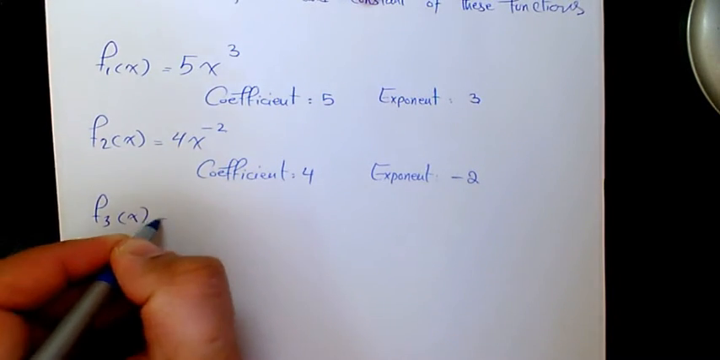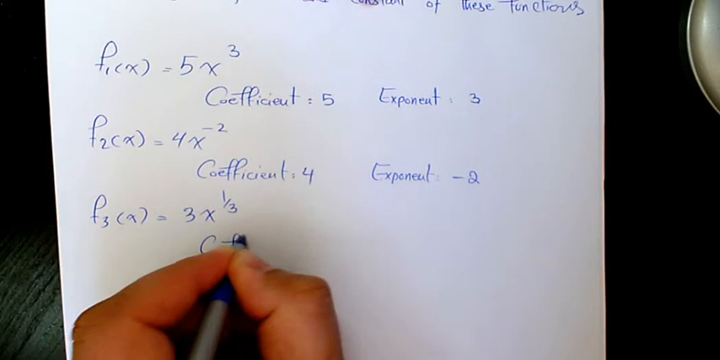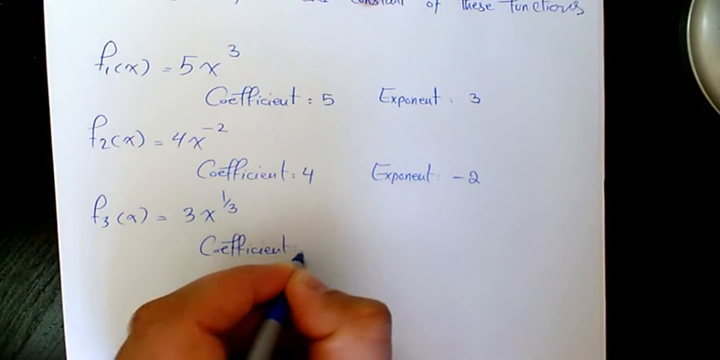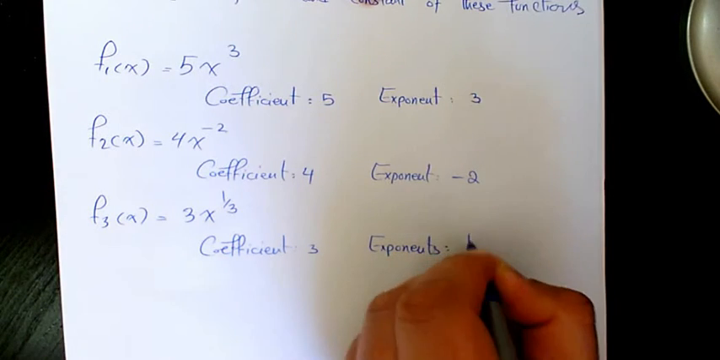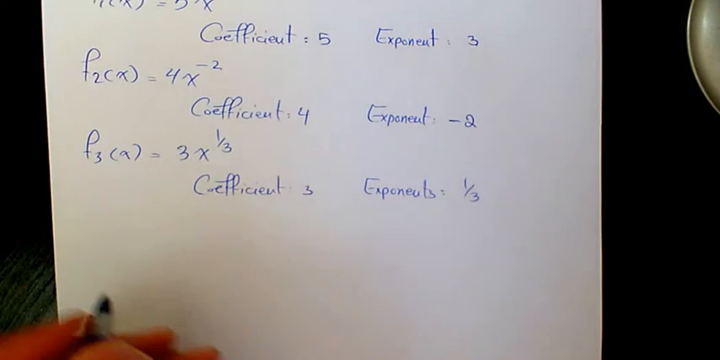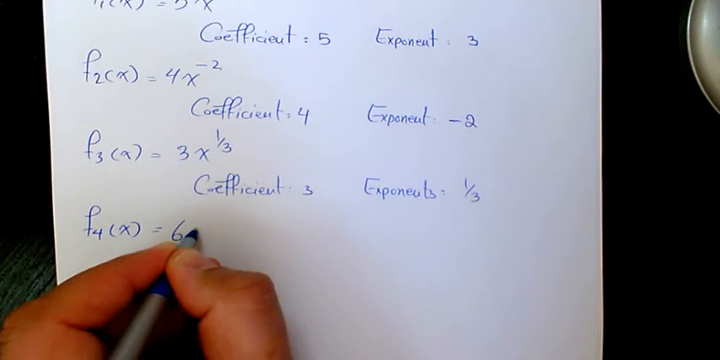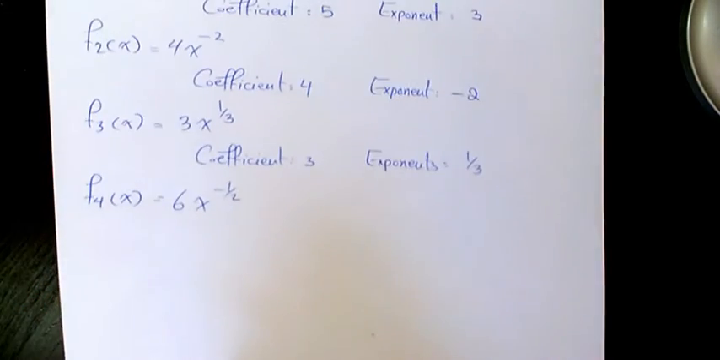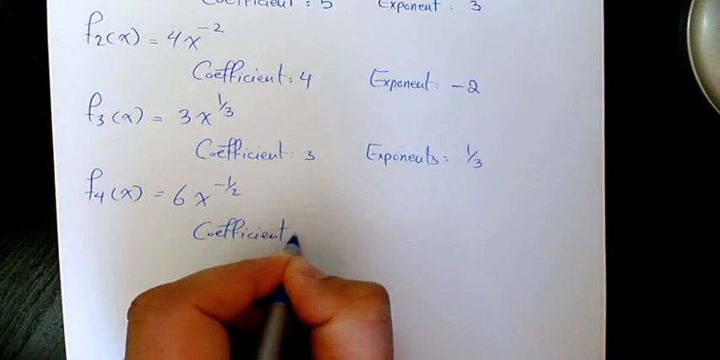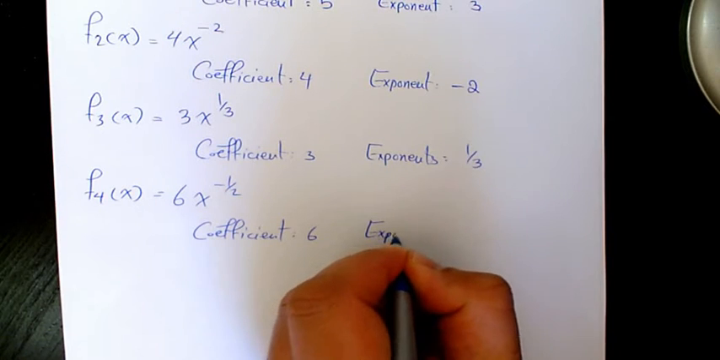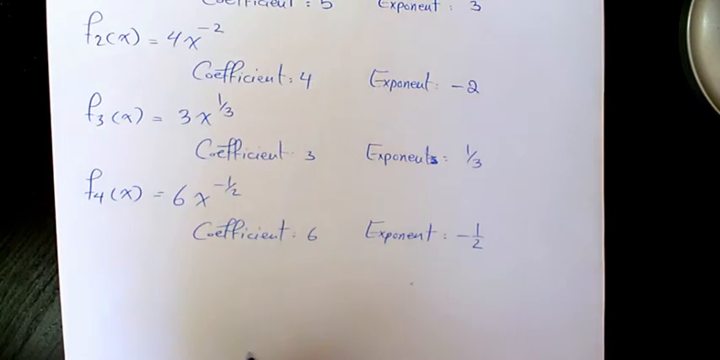Third function, 3x to the power of 1/3. In this case, coefficient is 3 and exponent is 1/3. f4 of x, let's say 6x to the power of negative 1/2. Coefficient is 6 and exponent is negative 1/2.